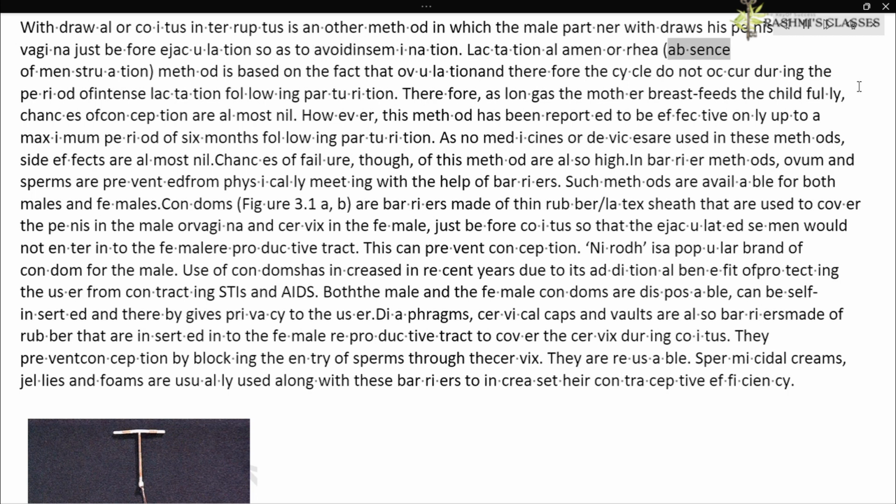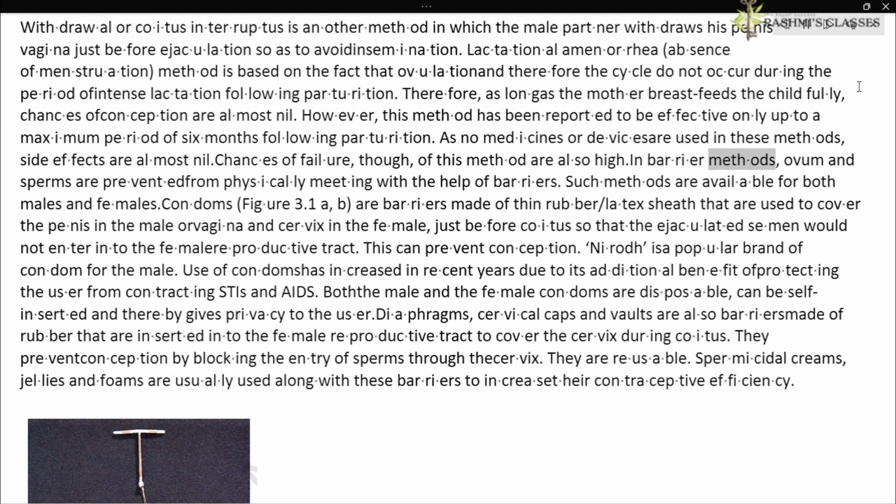Lactational amenorrhea, absence of menstruation, method is based on the fact that ovulation and therefore the cycle do not occur during the period of intense lactation following parturition. Therefore, as long as the mother breastfeeds the child fully, chances of conception are almost nil. However, this method has been reported to be effective only up to a maximum period of 6 months following parturition. As no medicines or devices are used in these methods, side effects are almost nil. Chances of failure, though, of this method are also high.